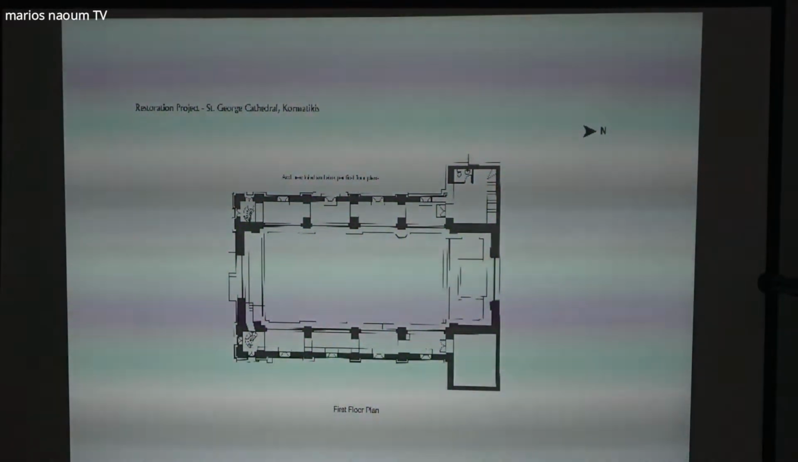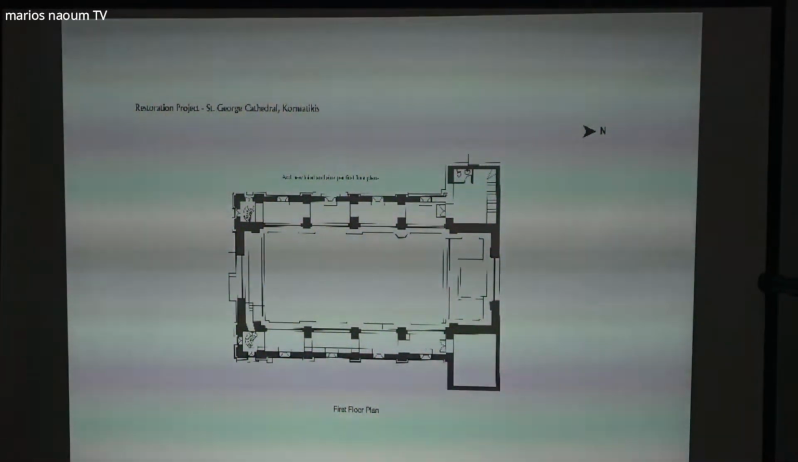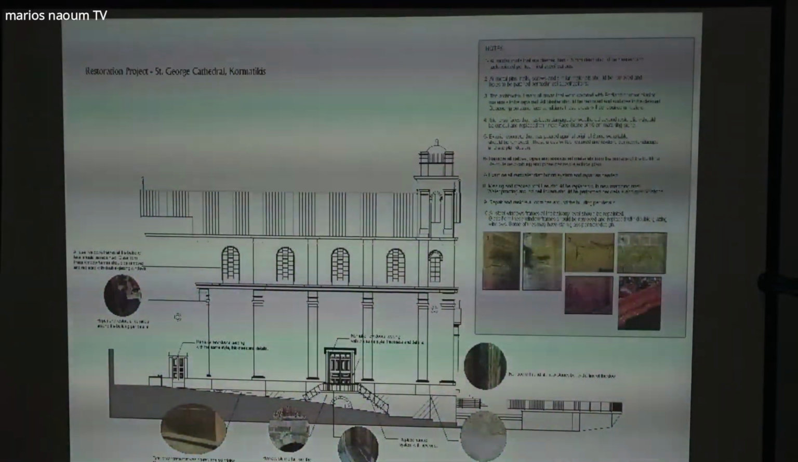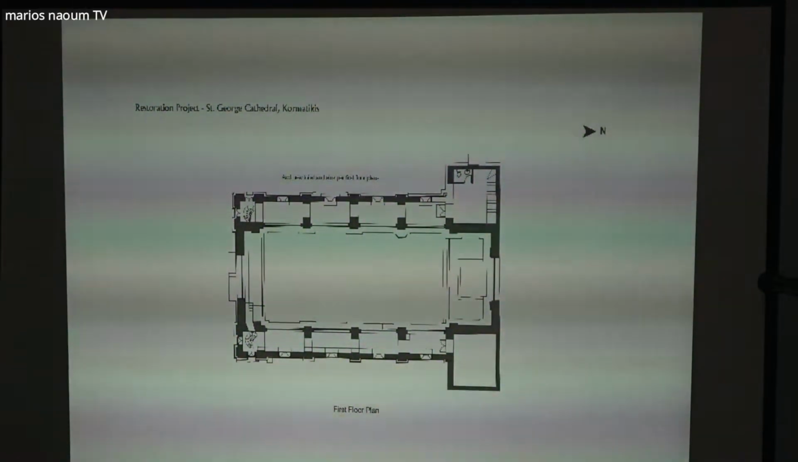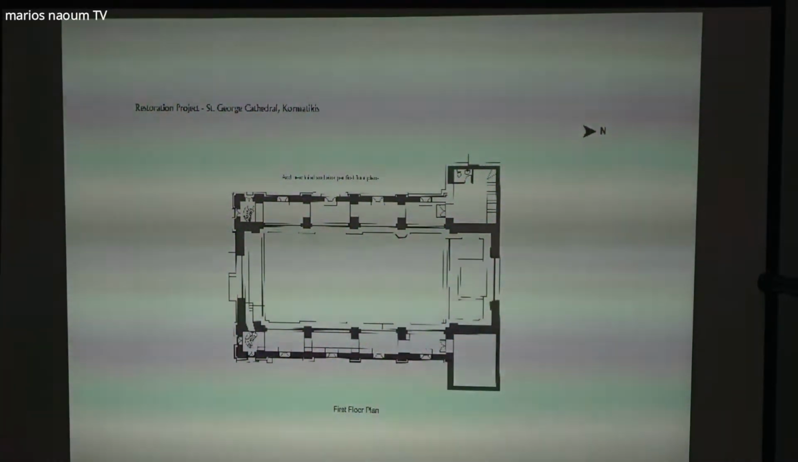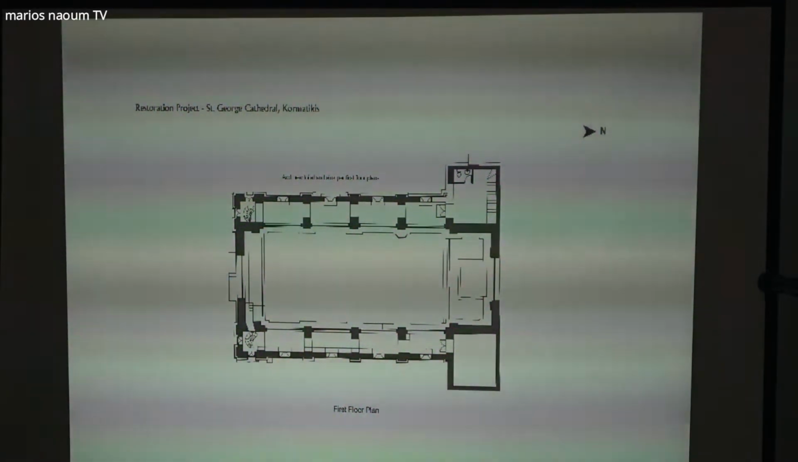So these are basically... I don't understand why it's not showing like that. Is it good there? Not really? Okay.